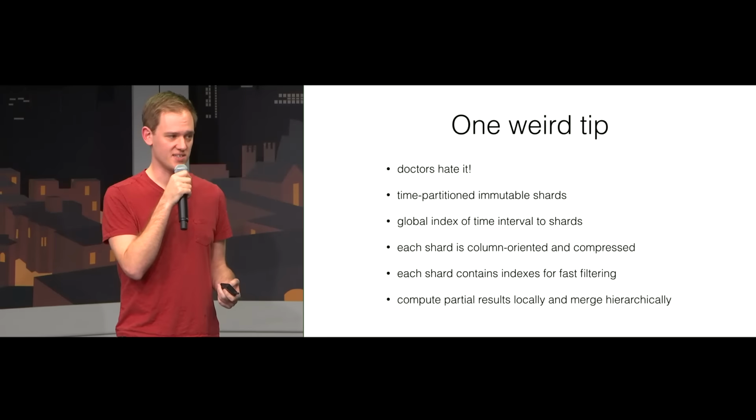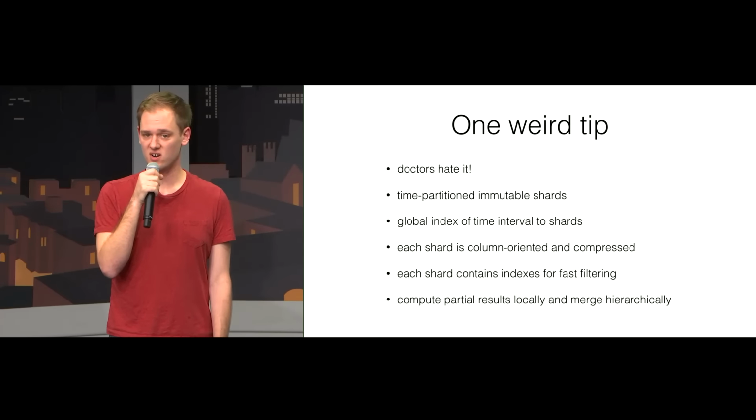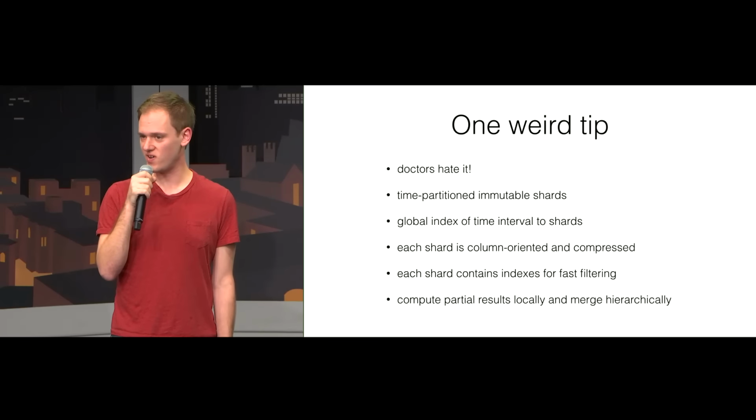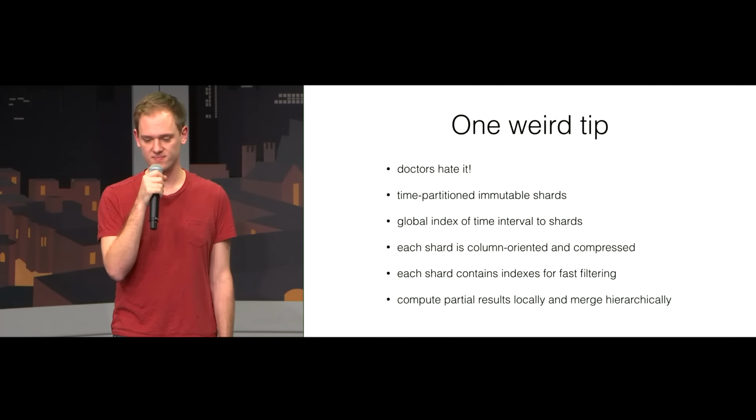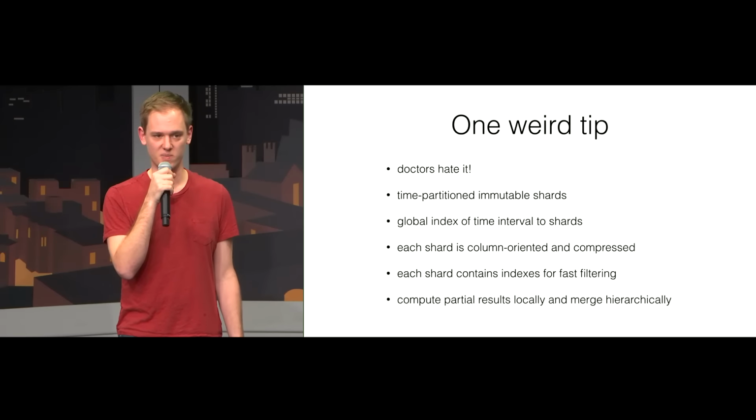Once we're there, every shard is column-oriented and compressed, and every shard also contains indexes for fast filtering. So we're not afraid to do full scans with Druid. Full scans are fast, but we won't do full scans if we don't have to, because we do have indexes. And Druid's all based on computing partial results locally and then merging hierarchically. So you're never going to have all of your Druid data nodes sending all of their data to some query node. It'll do as much aggregation as it can locally and then forward on a little bit to the query node for merging.